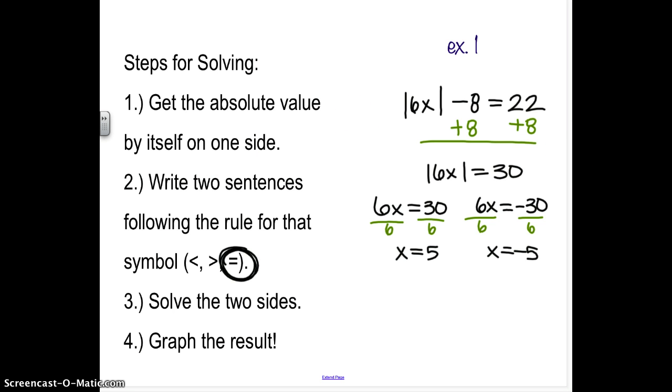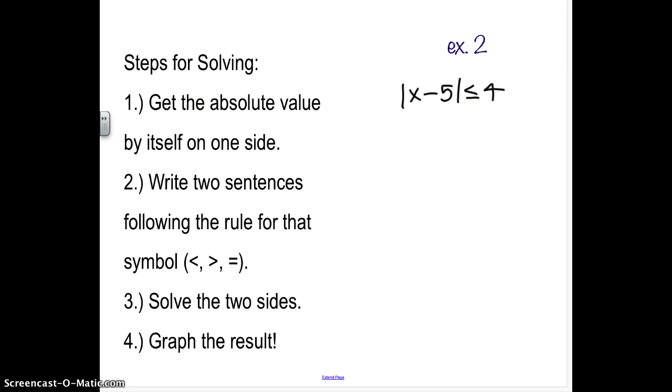Got 3 to show you. In this next one, we can already see that it's less than. Less than, so we know we have to use the word and. But let's take it from the top. Get the absolute value by itself on one side. You bet. Checked off there. We're pumped. Don't even have any work to do with that one. Write two sentences following the rule for that symbol. This is less than. So we're living in the and portion of our absolute value excitingness.